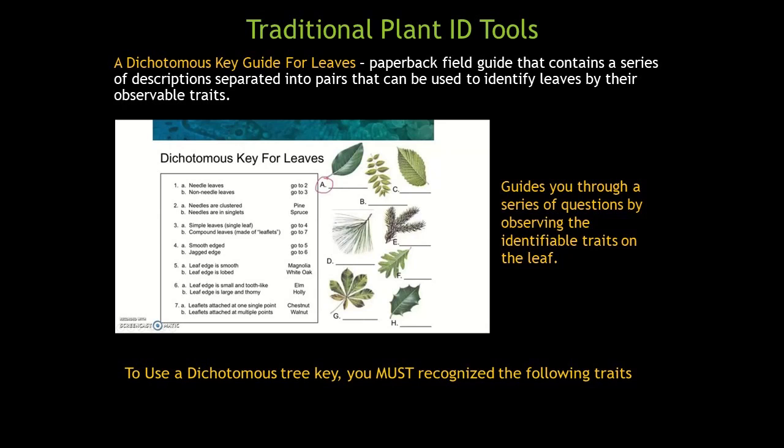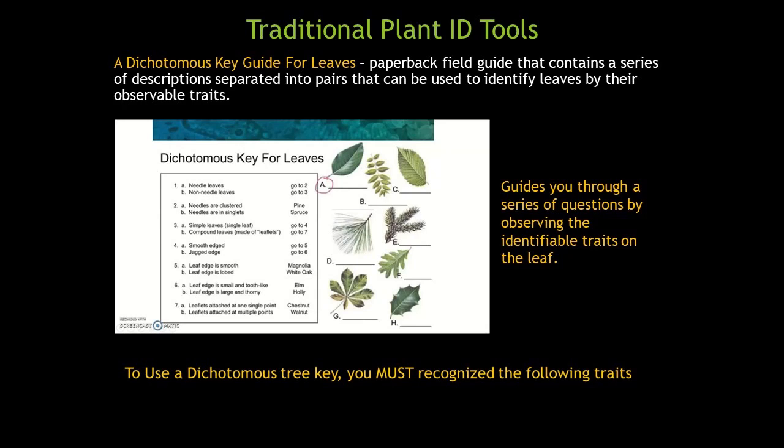Traditional plant identification tools, and I say the term traditional because there's a lot more tools that have come out, but this is in the book, and this is mainly what you should focus on first, are these dichotomous tree keys. And I'm talking mainly about tree keys. There are plant keys, but the focus of this and what a lot you'll be doing are with trees.